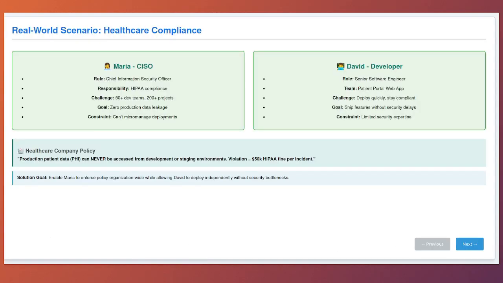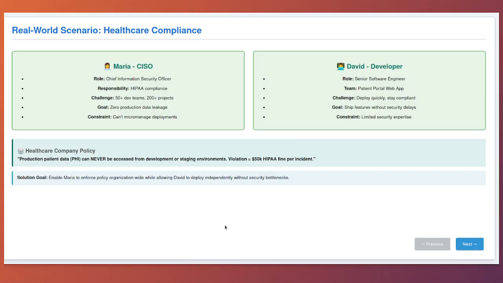Real-world scenario: healthcare compliance. Let me introduce you to Maria and David, who represent the two sides of the secure tags equation. This scenario is based on a real implementation I did for a healthcare company that needed strict HIPAA compliance across their entire Google Cloud organization. Maria is the Chief Information Security Officer. She has organization-level permissions, and is responsible for ensuring that the company never has a HIPAA violation. HIPAA fines can be enormous, up to $50,000 per violation. So she needs ironclad guarantees that production patient data can never be accessed from development environments.